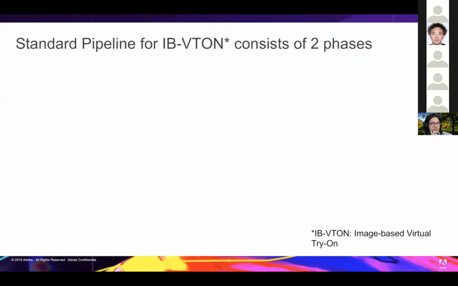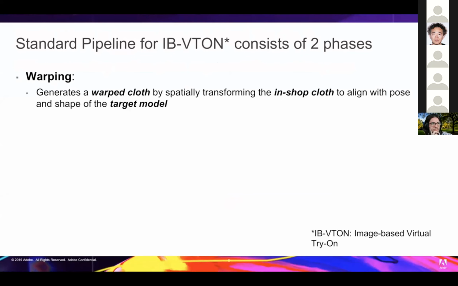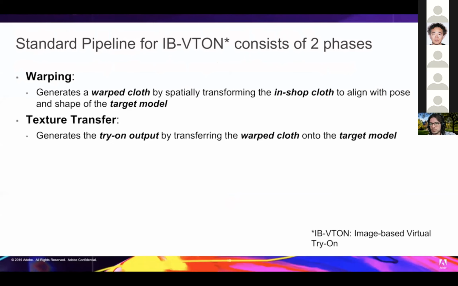A standard pipeline for image-based try-on consists of two phases. The first phase involves transforming the in-shop cloth to align with the pose of the target model to generate a warped cloth. In the second phase, the warped cloth is transferred on top of the target model to generate the final try-on output.